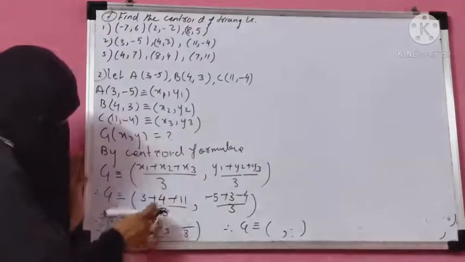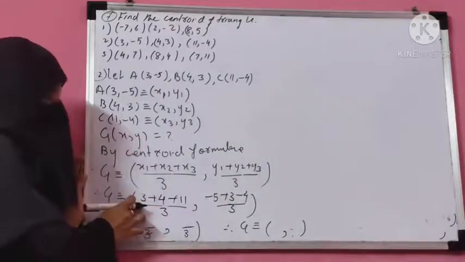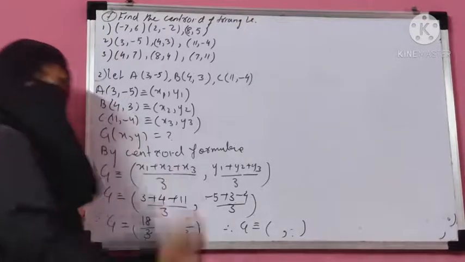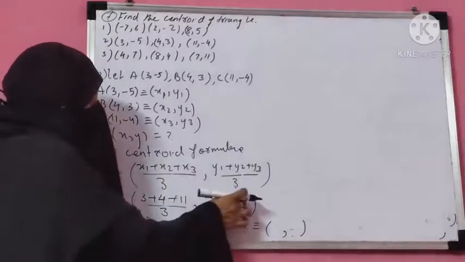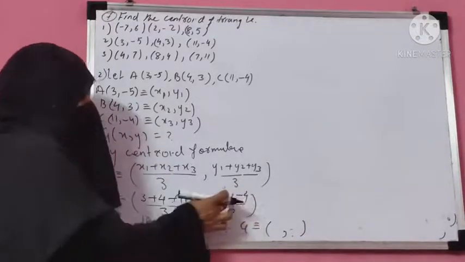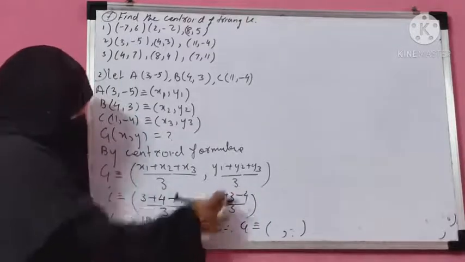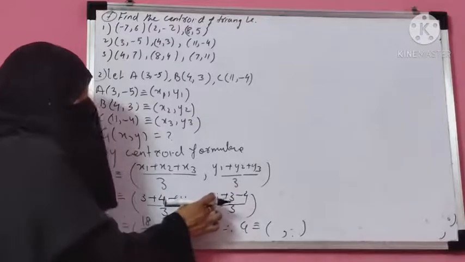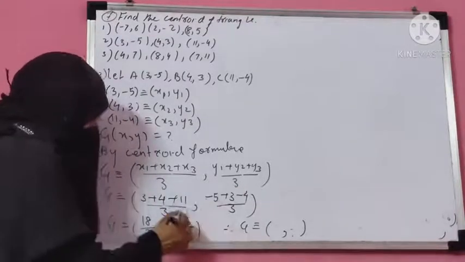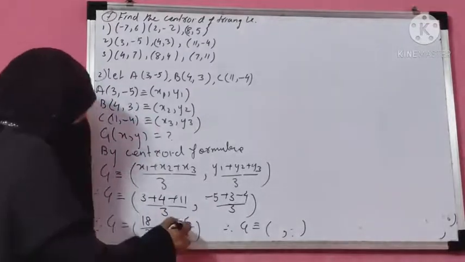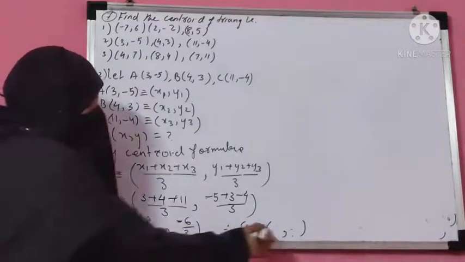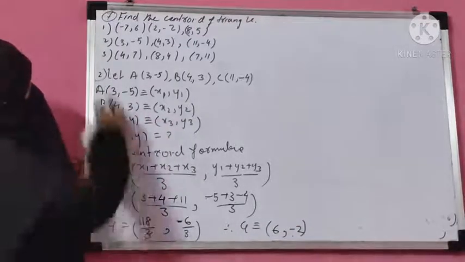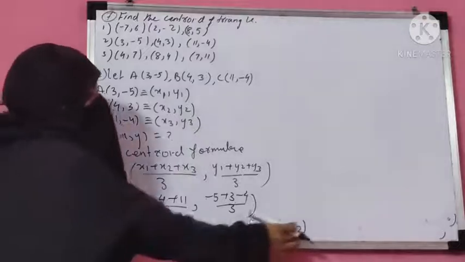Now add them. 3 plus 4 is 7, 7 plus 11 is 18, so 18 divided by 3. -5 minus 4 is -9, -9 plus 3 is -6. Or you can solve it this way: -5 plus 3 is -2, -2 minus 4 is -6. Got it? Now reduce it. 3 sixes are 18, so 6. 3 twos are 6, so -2. So the coordinate of the centroid in this question is (6, -2).